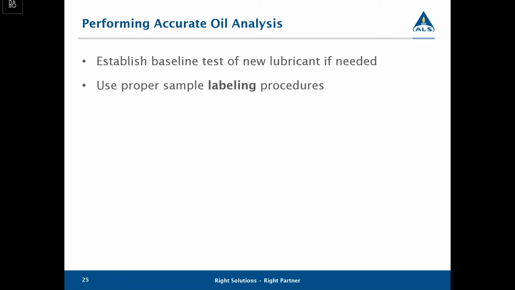Use proper sampling labeling procedures. It's very important that you fill out that form correctly and that it gets packaged correctly, so that when we get it, we can truly identify which sample goes with which. There's been times where we've had two samples from a left and right engine placed inside of the same mailing pouch with no identification on the bottles itself.